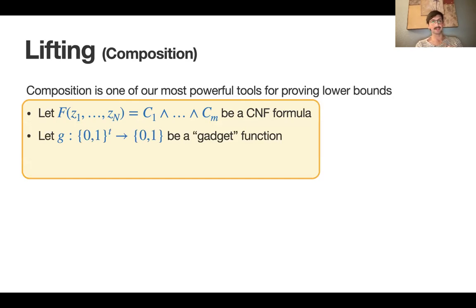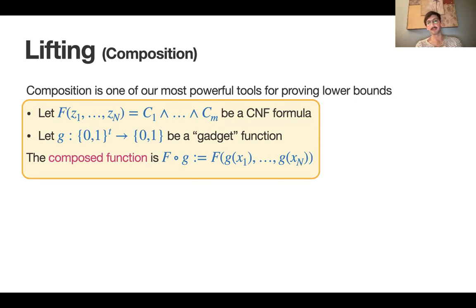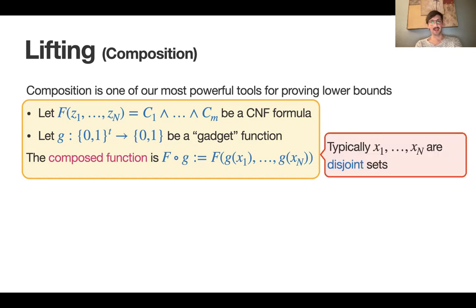And we're going to let G be some function on T input bits, which we're going to call our gadget. And now we can obtain a new CNF formula, which we call the composed formula, by replacing each variable Zi with this gadget G on a fresh set of T variables. So you should think of Xi as being a vector of T new variables. These vectors of new variables, X1 to Xn, are typically disjoint. And this is a little bit of foreshadowing.